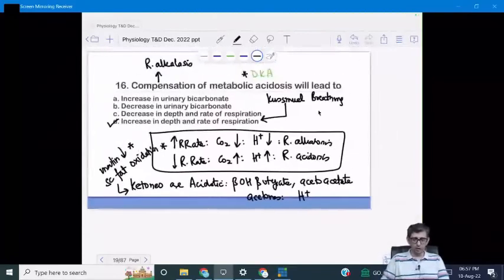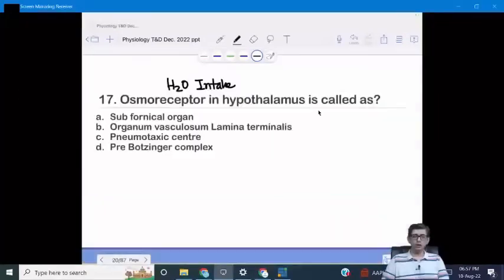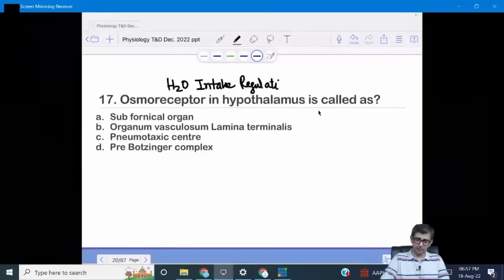Answer to question number 16 is option number D. Regarding 17, what I was talking about was that osmoreceptors in the hypothalamus would be contributing to regulation of water intake basically. Like if it is hot, we would drink water.